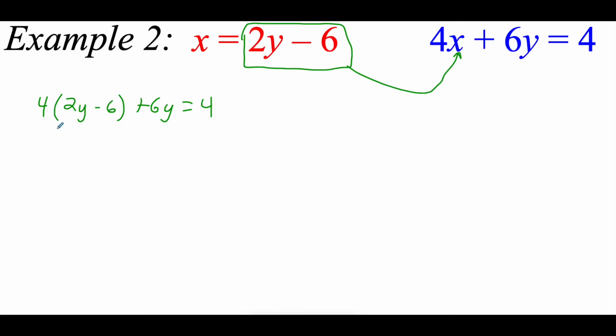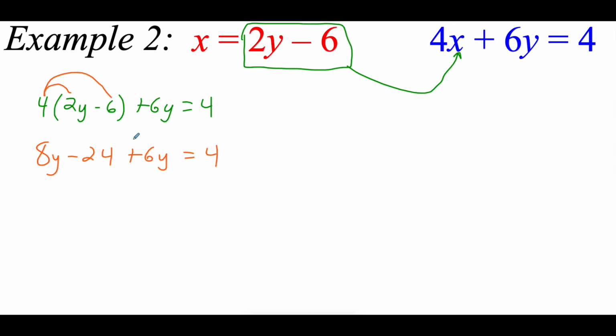What I notice first on the left-hand side here is that we've got this 4 times this set of parentheses. So I'm going to do a little distributive property. 4 times 2y is 8y, and 4 times negative 6 is going to give me negative 24, and then we've got plus 6y equals 4.